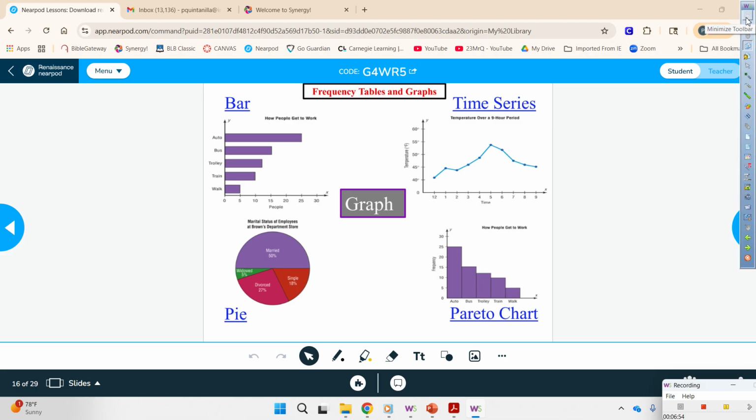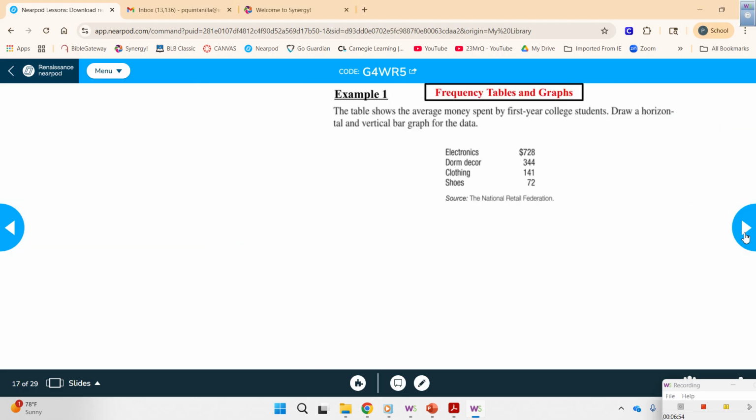All right, once again, it doesn't have to be exact, just as long as you have the 4 different ones. So, let's get started. We're going to start with bar graphs. So, on your paper, write example 1. Copy the table only, or this data. Example 1, on your paper, write that down.